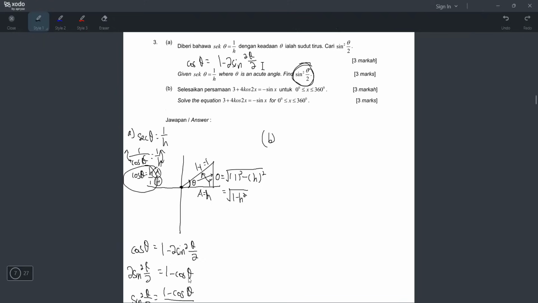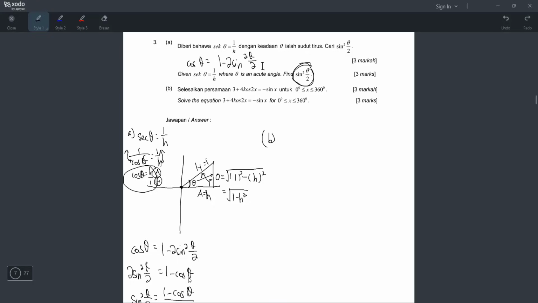This type of question and the A type of question are different, because in B they ask you to solve, which means you are finding X, you are finding the theta, the angle. But in A, you are not finding the angle, you are finding sine square angle over 2. Which means for A you have to draw, but for B you don't have to draw.